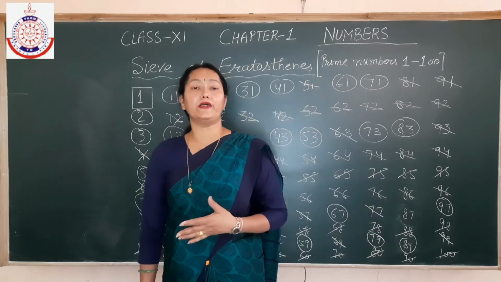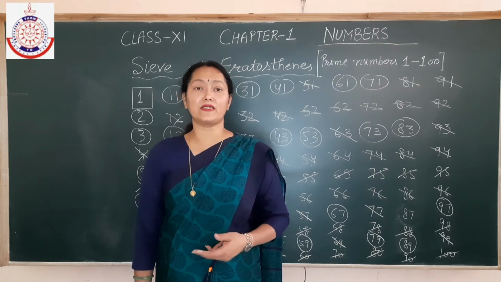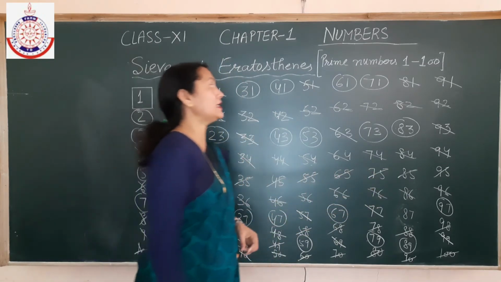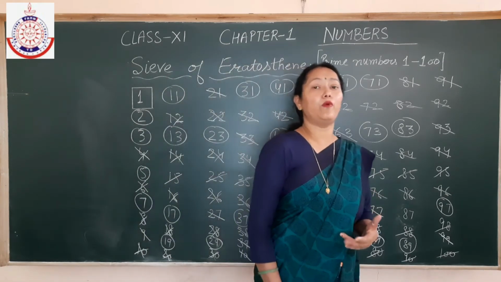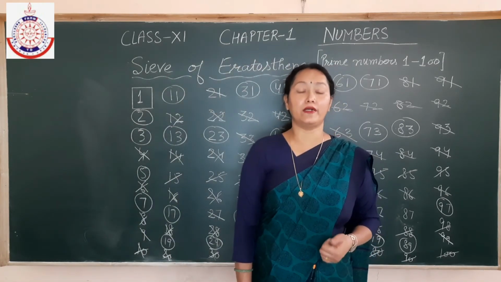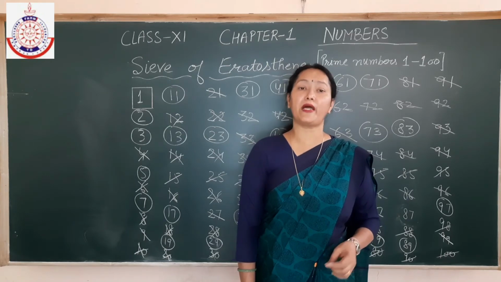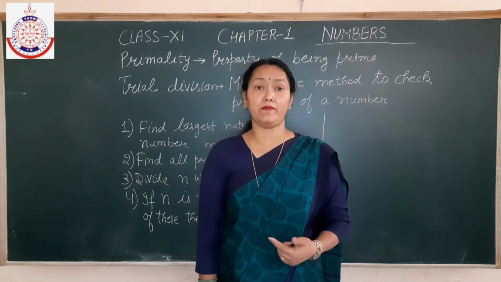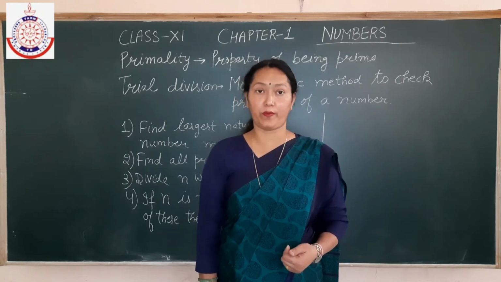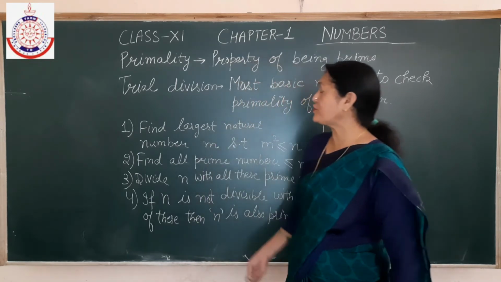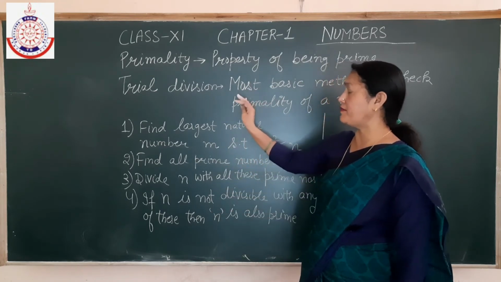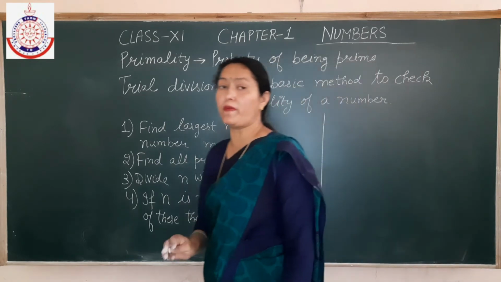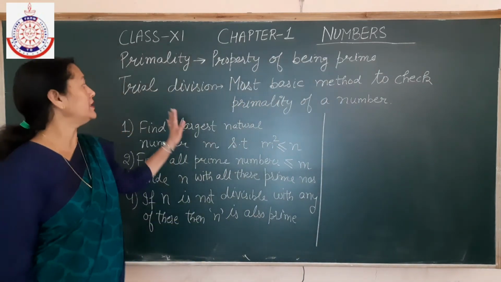So from 1 to 100, we have learned in our junior classes which are the prime numbers. Now in class 11, we are going to study what if a number is more than 100. Then how to check whether it is prime or not. The property of a number being prime is called the primality property. If we have to check whether a given number is prime or not, the most basic and most common method is the trial division method.